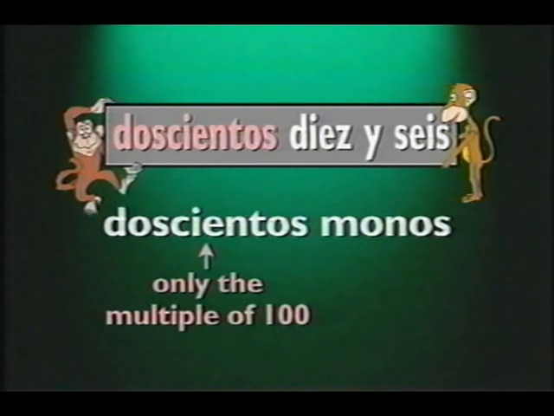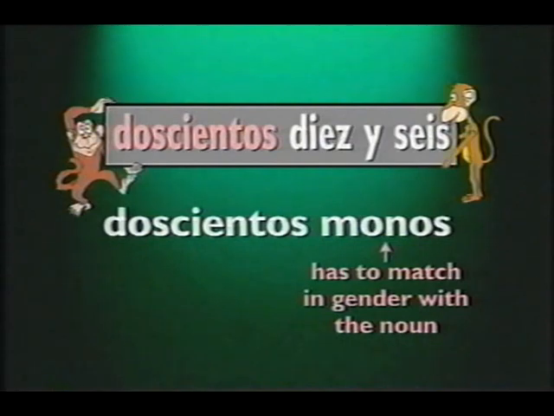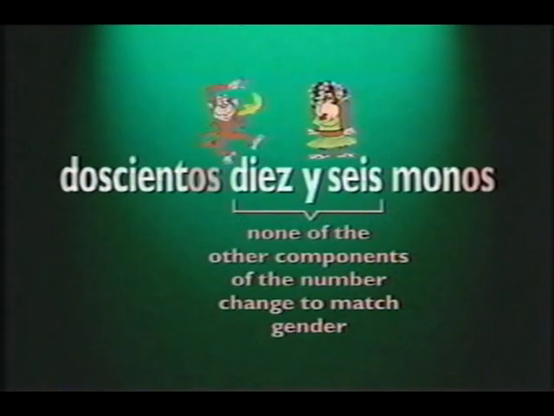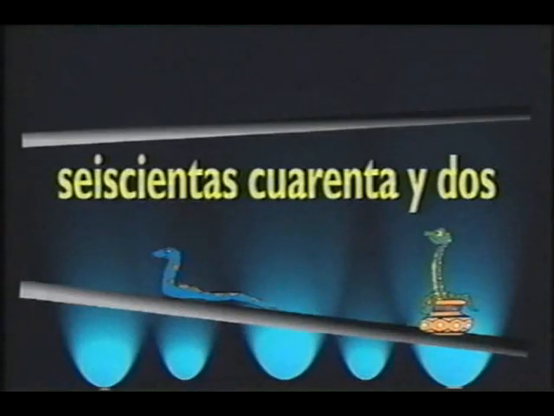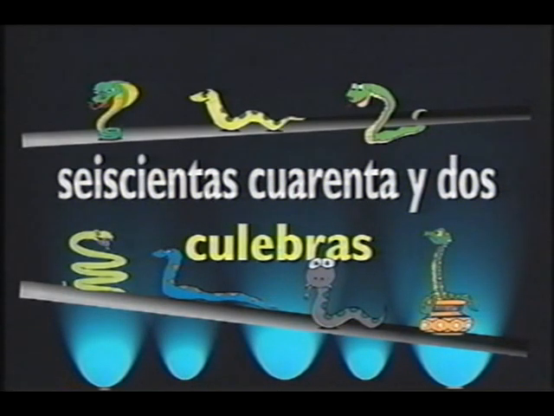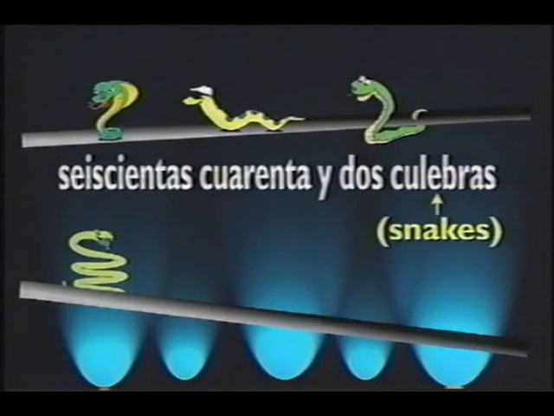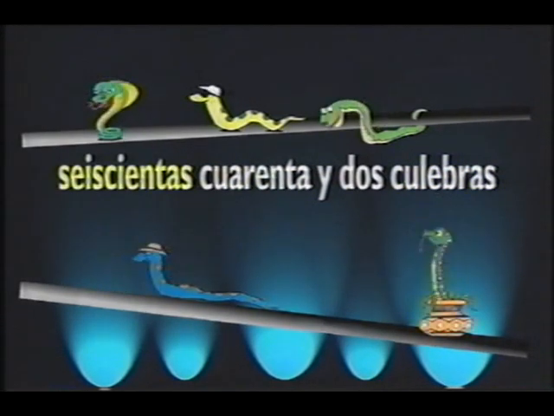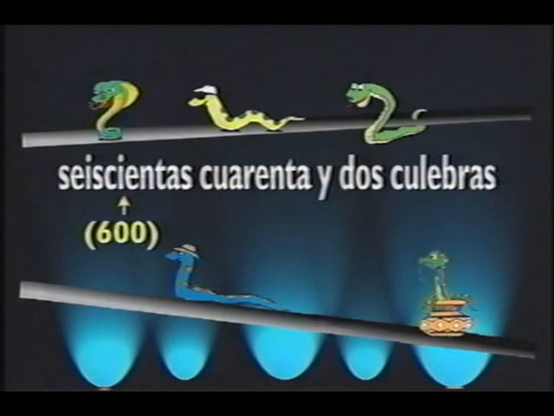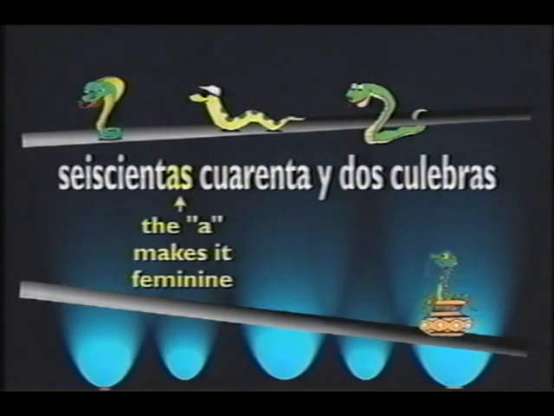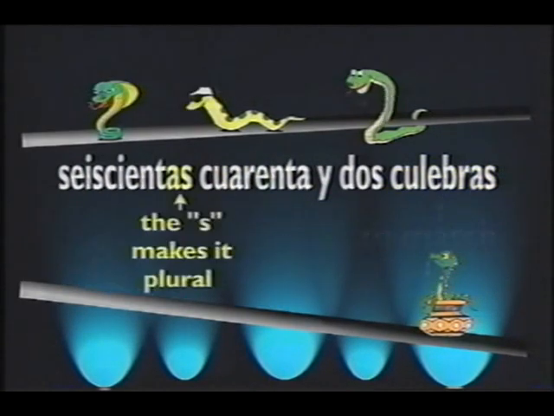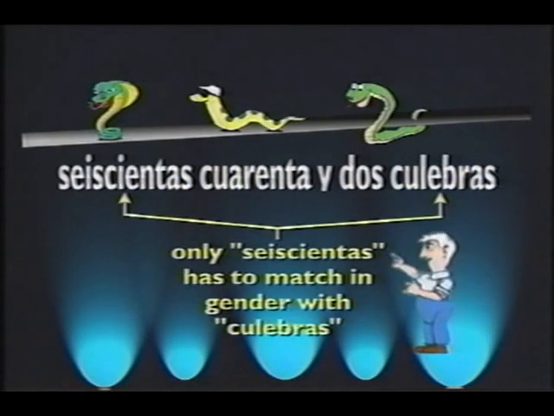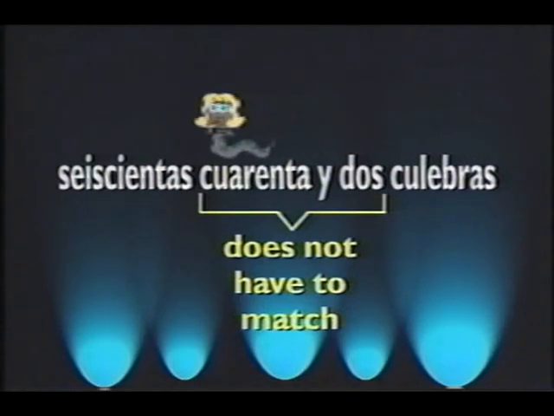Notice it's only the multiple of 100 that has to match in gender with the noun. None of the other components of the number change to match gender. Now we'll look at the number 642 as it's used with the noun culebras. Culebras, which means snakes, is feminine, so we end 600 with as. The A makes it feminine to match culebras, and the S makes it plural. Only 600 has to match in gender with culebras. 42 does not. We'll say it one more time.